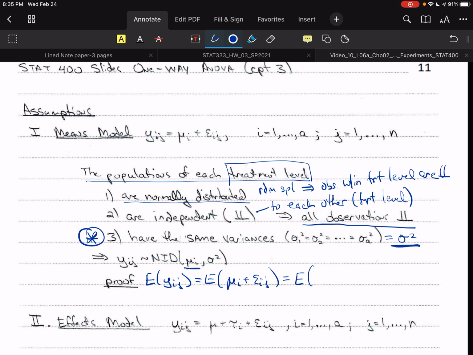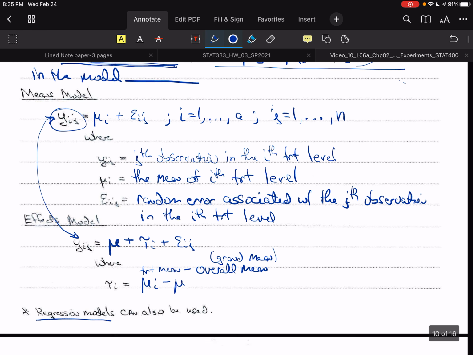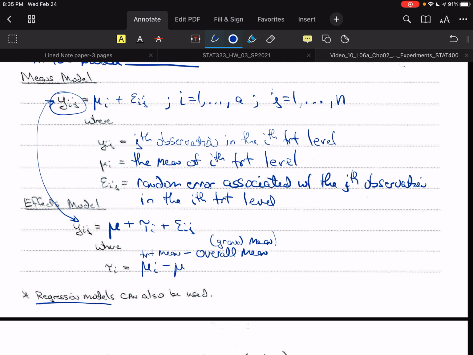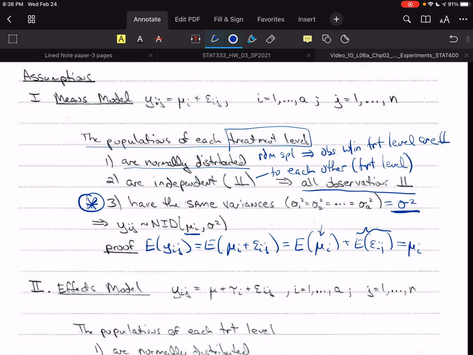Now, expectation is linear, so this is the expectation of mu I plus the expectation of epsilon ij. Mu I is a constant, so this is just mu I. We set up here that epsilon is normally distributed with mean 0 and variance sigma squared. So the expected value of the error has to be 0, and the expected value of Yij is simply mu I plus 0.